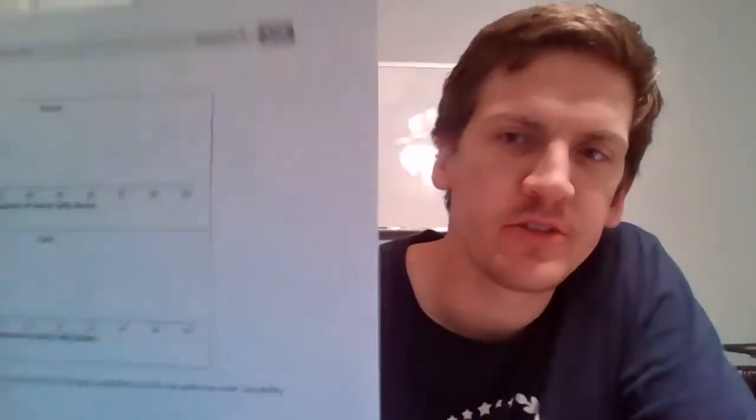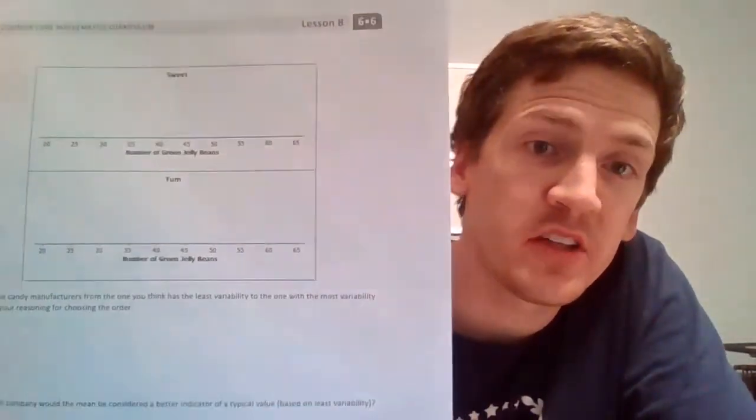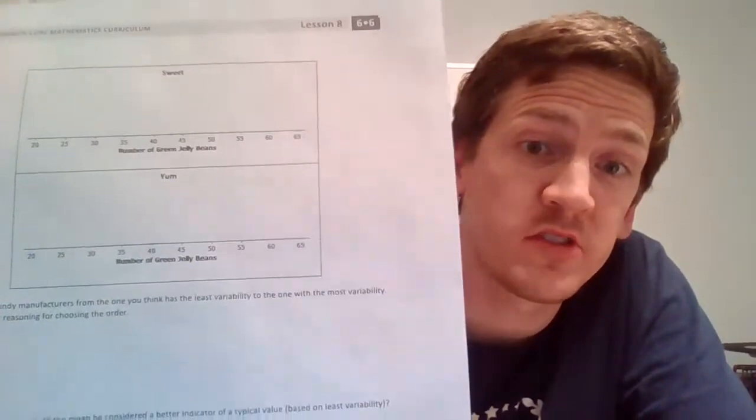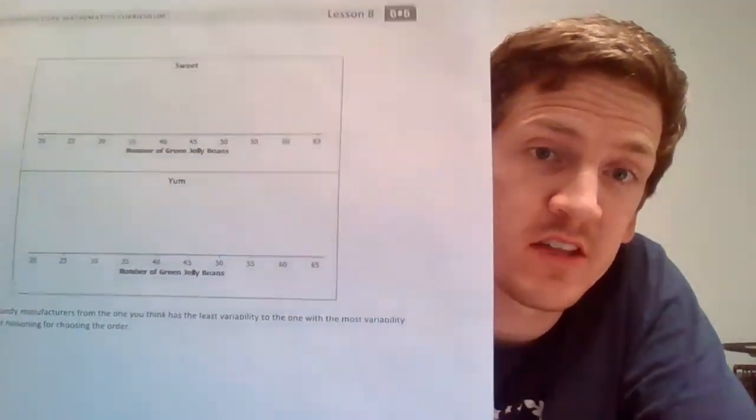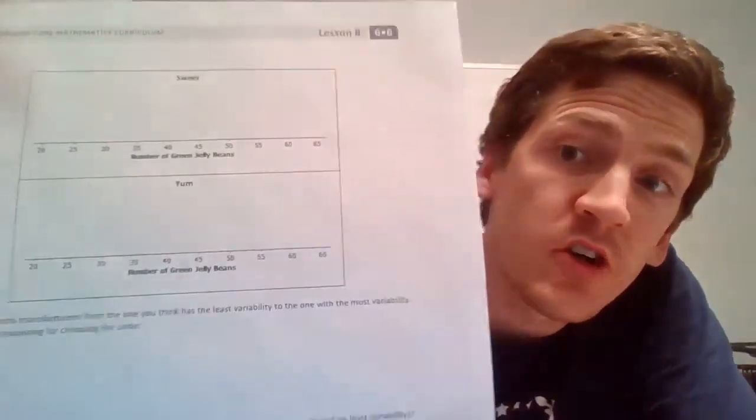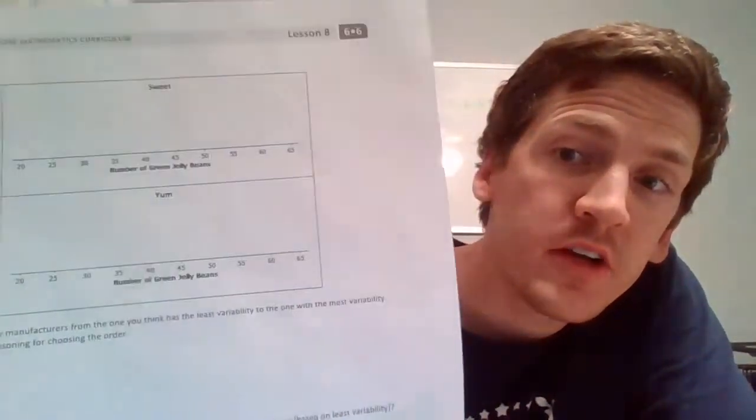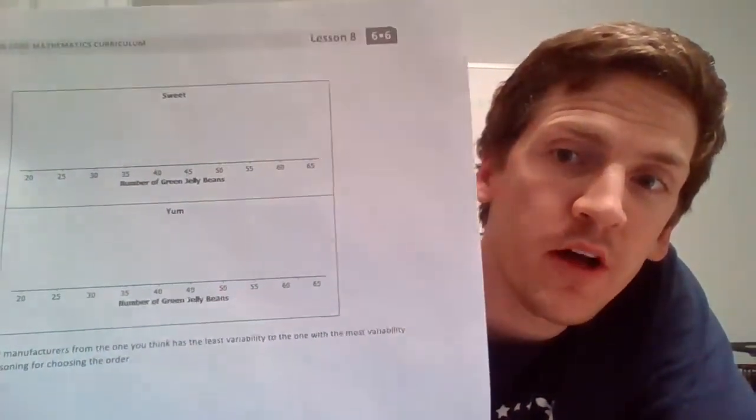So let's wrap it up by looking at the back. On the back, and this should be the second sheet, it should still be on the same link as the notes. I try to put both pages on that Google Slides doc. So if I look, I still have the two dot plot diagrams for sweet and yum. So I'm going to finish those off and answer those two questions below. And then we'll be ready for our assignment. So on sweet, I'm going to again use the table and make the dot plot for sweet. Looks like I got 36.